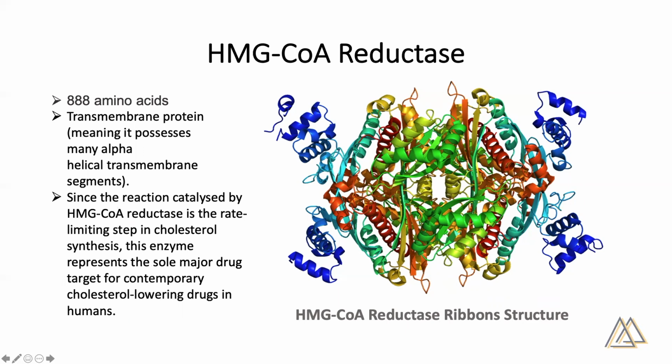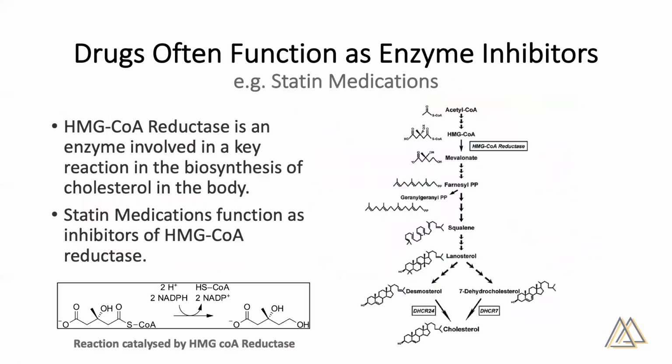Since the reaction catalyzed by HMG coenzyme A reductase is the rate limiting step in cholesterol synthesis, this enzyme represents the sole major drug target for contemporary cholesterol lowering drugs in humans. So this step here is the rate determining step of this pathway. What that means is that the speed at which this reaction happens determines how quickly the entire pathway happens. So that's why this enzyme is of particular interest to inhibit.